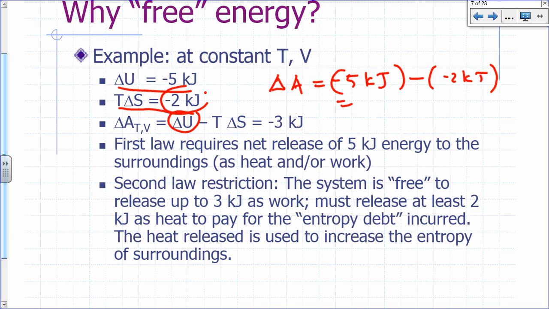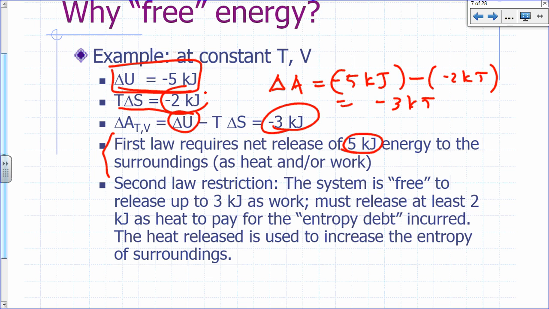So that should give you negative 3 kilojoules. So you say your Helmholtz free energy is negative 3 kilojoules. The interpretation of that is this. Well, first of all, since delta U is negative 5, the first law says if this process were to occur, you have to release 5 kilojoules of energy to the surroundings.